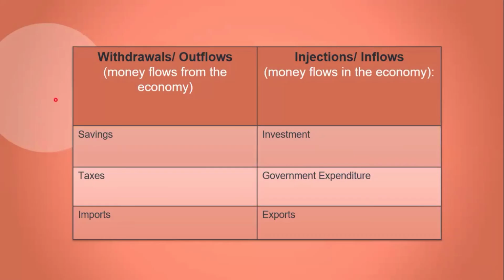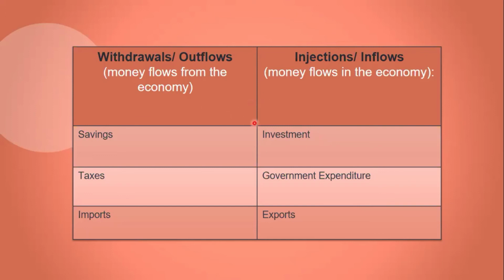So this slide is about the withdrawals or outflows, which means money flows out of the economy, and injections or inflows, which means money flows into the economy. So the government injects money into the circle or cycle through government spending or government expenditure. Money also flows into the cycle through exports, which brings in cash from foreign buyers. In addition, businesses that invest money to purchase capital stocks contribute to the flow of money into the economy.